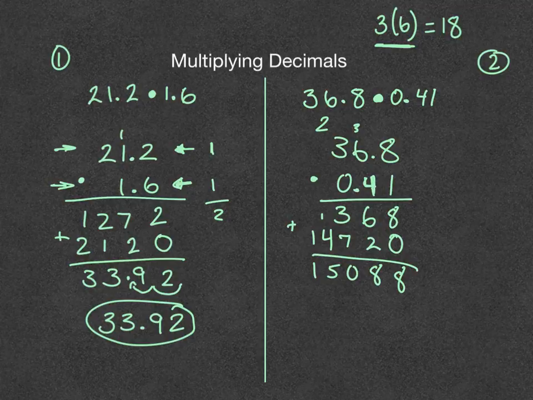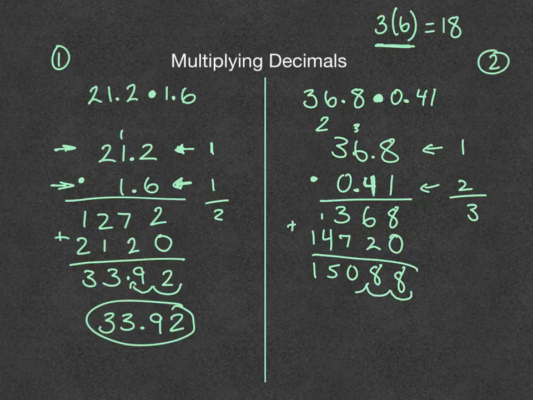So again, our answer is not 15,088. That would be kind of crazy if 36 times something that was less than 1 was going to equal 15,000 something. So we count the number of decimal places. There's 1 digit after the decimal place in our first factor, and there's 2 places after the decimal in our second factor, and 1 plus 2 is 3. So I'm going to start at the end, and count in 3 spaces. My answer is 15 and 88/100ths.